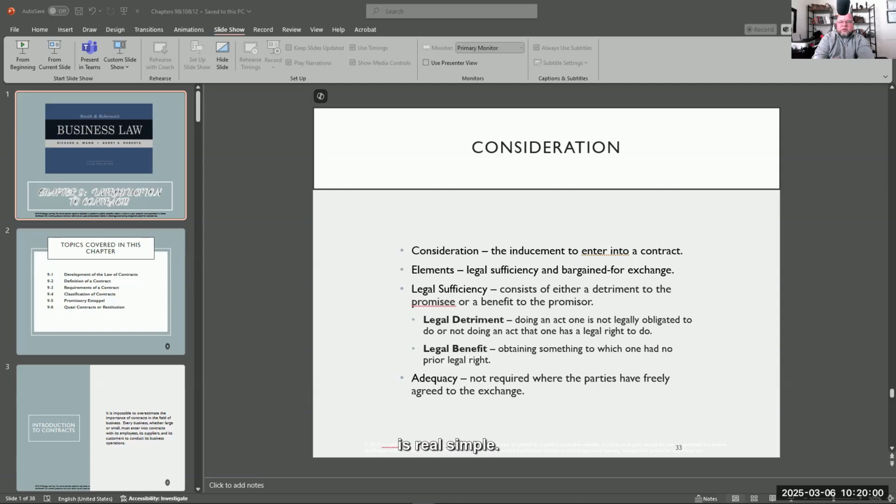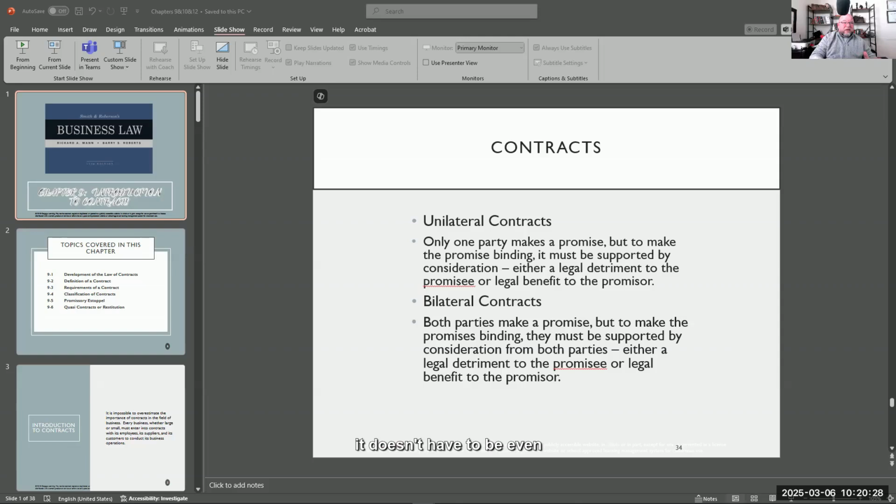A bargain for exchange is real simple. This is what the offer is, this is the acceptance, and this is what we're going for here. Bargained for doesn't necessarily mean that we have to go back and forth on it. It's just, this is what we're going to do. Legal sufficiency has to be that legal detriment or legal benefit. Adequacy is not necessarily required if the parties have freely agreed to the exchange. In other words, it doesn't have to be even between the parties.